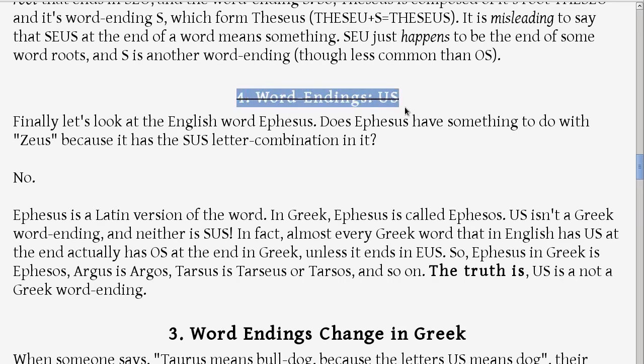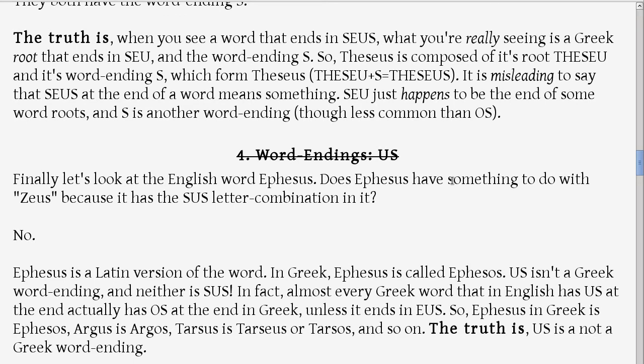Now notice I crossed this out. Finally, let's look at the English word Ephesus. Does Ephesus have something to do with Zeus because it has the SUS letter combination in it? If we look at Ephesus, we notice at the end of the word or name, it has SUS. So does it have something to do with Zeus? Your guess is probably no.